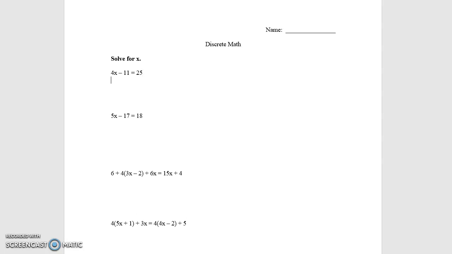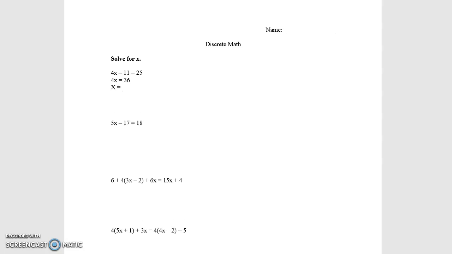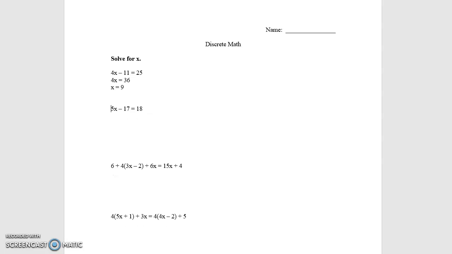So in the first one here, we're going to add 11 to both sides. We get 36. We divide 4 on both sides. We get an answer of 9. For our second problem, we're going to add 17 to both sides, and we're going to get 35, and then we're going to divide 5 on both sides, and we're going to get 7.